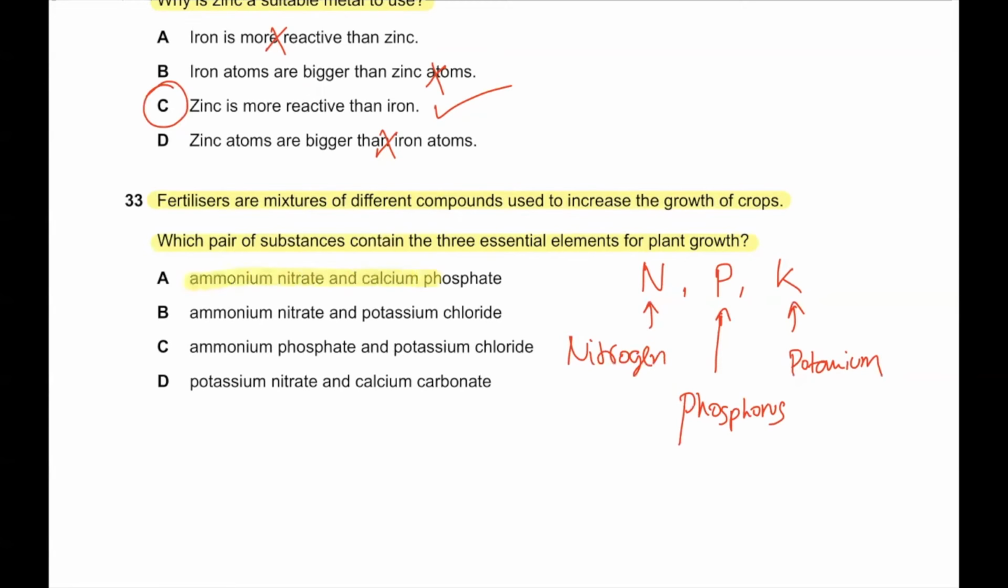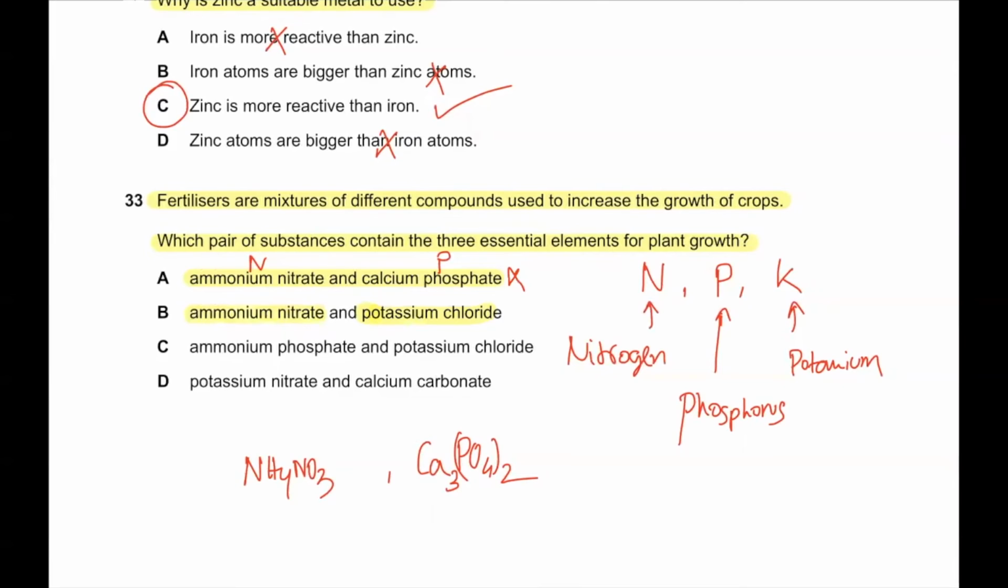Moving on, ammonium nitrate and calcium phosphate. Let's look at the elements present. Ammonium nitrate has the chemical formula NH4NO3, so definitely there is nitrogen. Calcium phosphate has the chemical formula Ca3(PO4)2, so there is phosphorus. However, there is no potassium. So A is wrong.